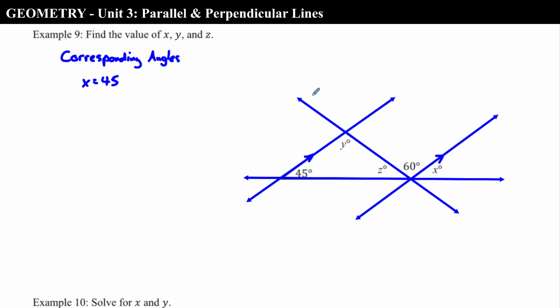Now let's look at y. We're going to use this as our transversal. So we have a y degrees here, and we have a 60 degrees here. And these are alternate interior angles. So due to alternate interior angles, we can say that y is 60 degrees.